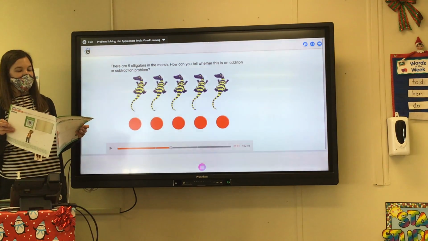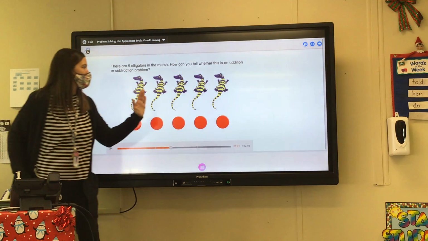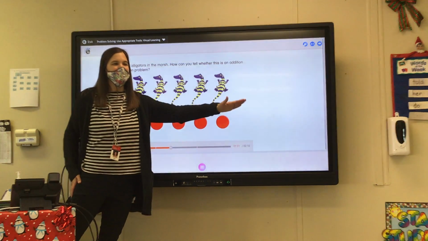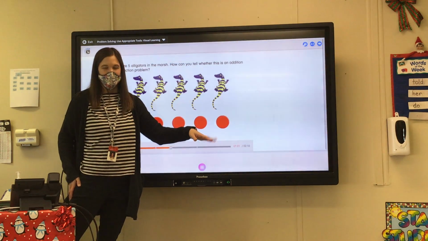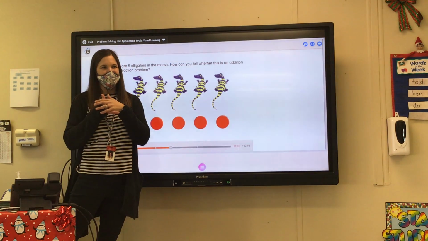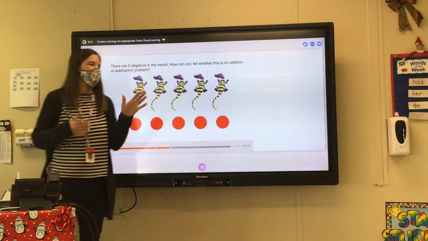Okay, so they said, actually the 3 alligators crawled away, right? They said 3? So they went away, so that's how we know it's subtraction, right? They're taking something away. If they were coming together, we would say it would be adding, right? Yeah. But we know it's subtraction that way.